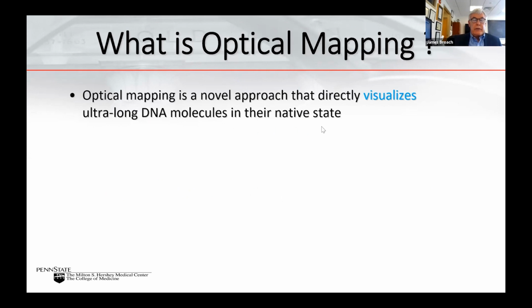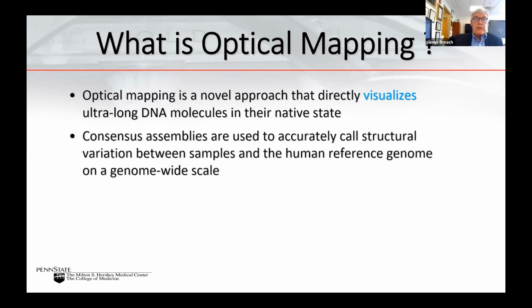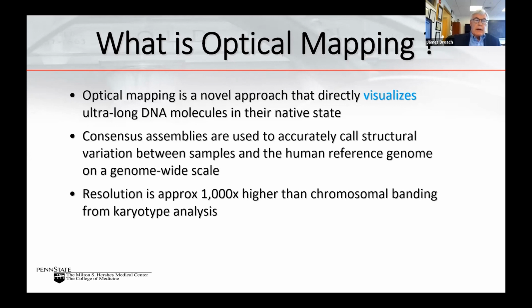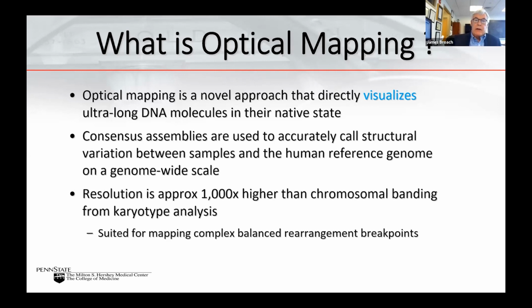The methodology is based on directly visualizing ultra-long DNA molecules in their native state. And then these consensus assemblies are used to accurately call structural variation between samples and the human reference genome, or if you are dealing with a sample where you can get the normal genome from that individual, you can look at the variation between the samples and the normal genome. This resolution is 1,000-fold higher than chromosome banding from karyotype analysis, and it's suitable for very complex and balanced rearrangements.